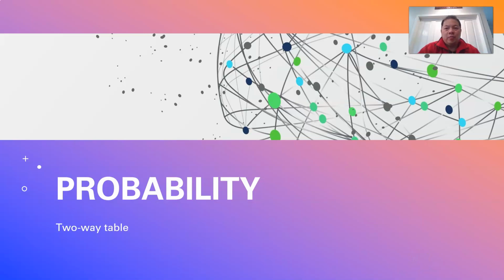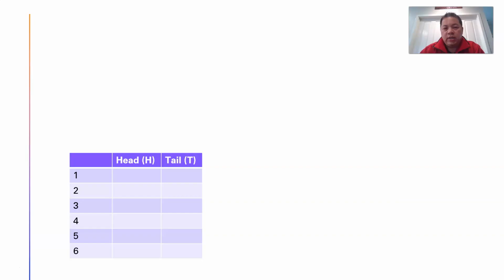Hi students, we are moving on to another important aspect of probability. We briefly touched on two-way tables during the last lesson, but today I'll go further in depth into this particular subtopic within probability. So what is a two-way table?